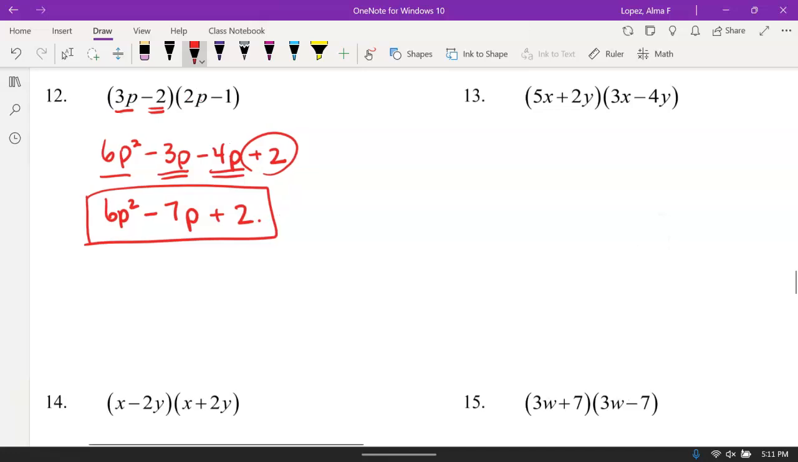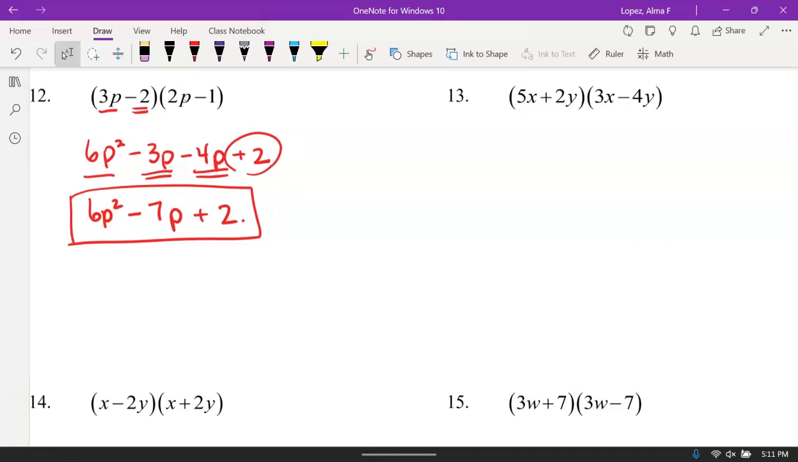Now, let's continue with the distributive property, or FOIL. Okay, we're going to distribute everything in the first parentheses onto the second, but we do it one at a time. Start with the 5x. 5x times 3x is 15x squared.